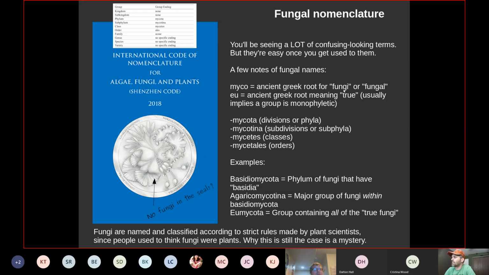I don't know how to get around this, but currently we're stuck with plant rules for fungal names, right? Myco is something that you'll see really often. That just means fungal. Eu means true, and it usually means a group that's monophyletic. So the Eumycetes means the true monophyletic group of fungi.